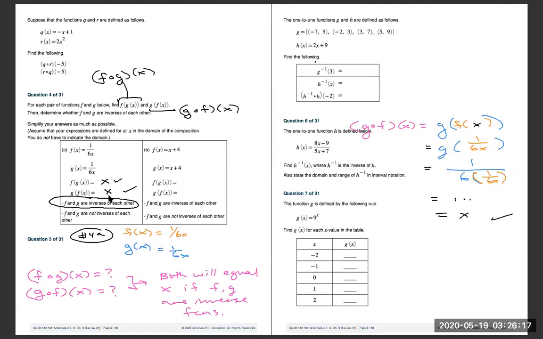Okay. That's part A. Let's look at part B.